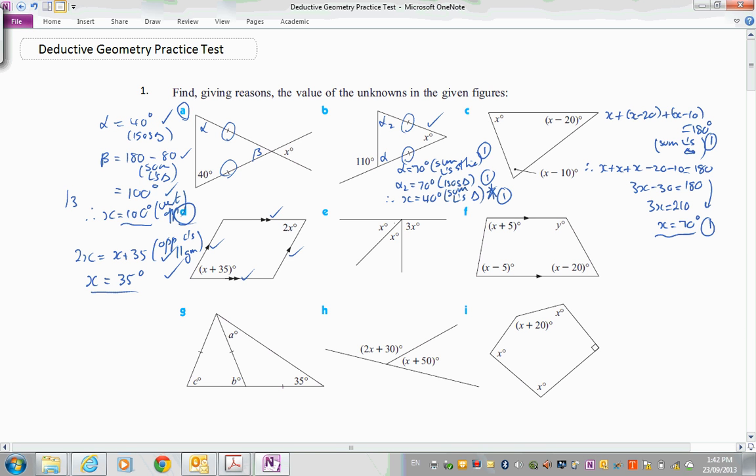Okay, what about this one? Only 1 mark for this one because x plus 3x is 180, sum angles straight line. Okay, so 5x equals 180. Oh no, we'll give you 1 for that, 1 for solving it.